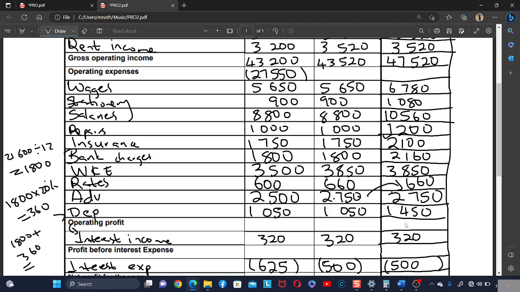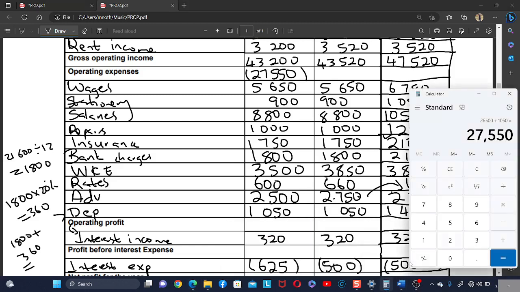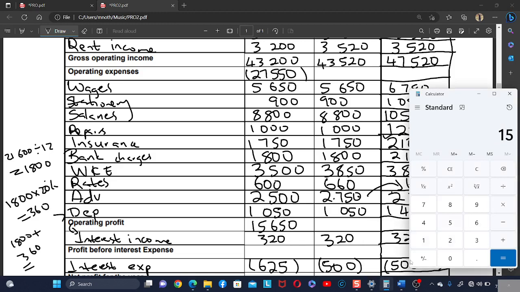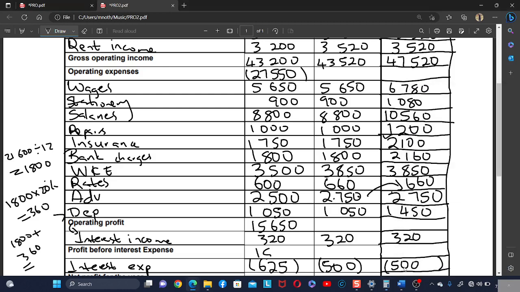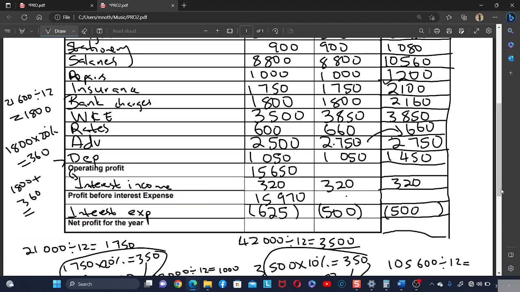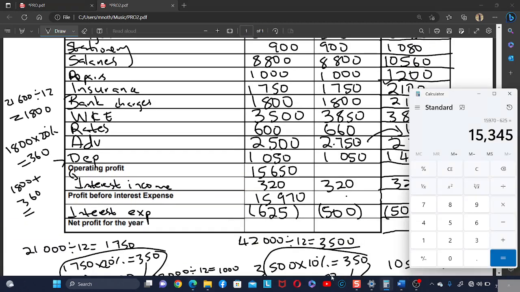So gross operating income minus this. The gross operating income, they are 43,200. So therefore the operating profit here is 15,650. Plus the interest income of 320, that is going to be 15,970, minus the interest expense of 625. So that is going to be 15,345.